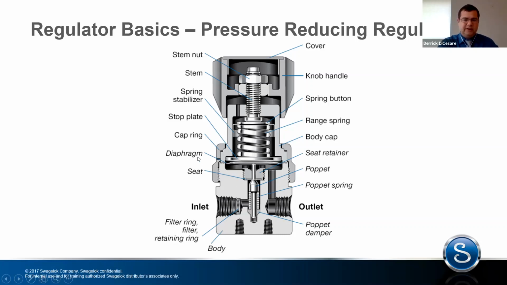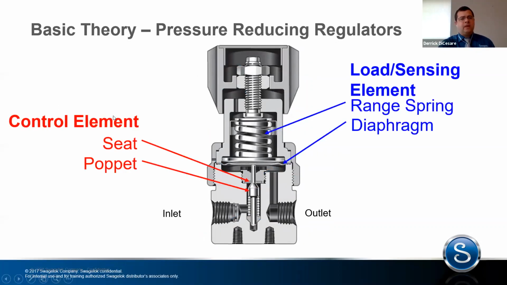So what I like to do is simplify this, because there's a lot of stuff that, while it's important, ultimately we don't care about when we start talking about the performance. So to simplify that, we're going to break this regulator into two different elements. We're going to have the control element, which is going to be made up of the seat. So the seat is this little rectangular box on either side of this component, which is the Poppet. And then we're going to have our load and sensing element. That's going to be made up of this range spring, as well as a diaphragm. The diaphragm could be a piston, but it has to be some element that's going to be making contact with the system fluid.